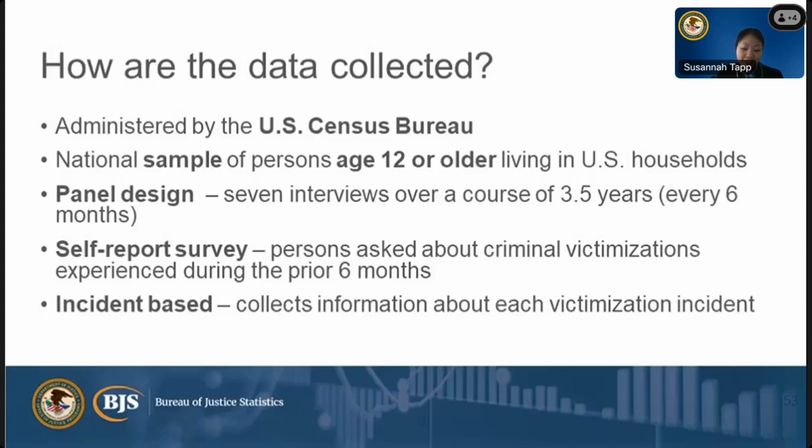The NCVS uses a panel design. Respondents can complete up to 7 interviews over the course of 3.5 years, which is 1 interview every 6 months. The NCVS is a self-report survey where persons are asked about criminal victimization that they experienced in the prior 6 months, and it's an incident-based survey, which means information is collected about each victimization incident.